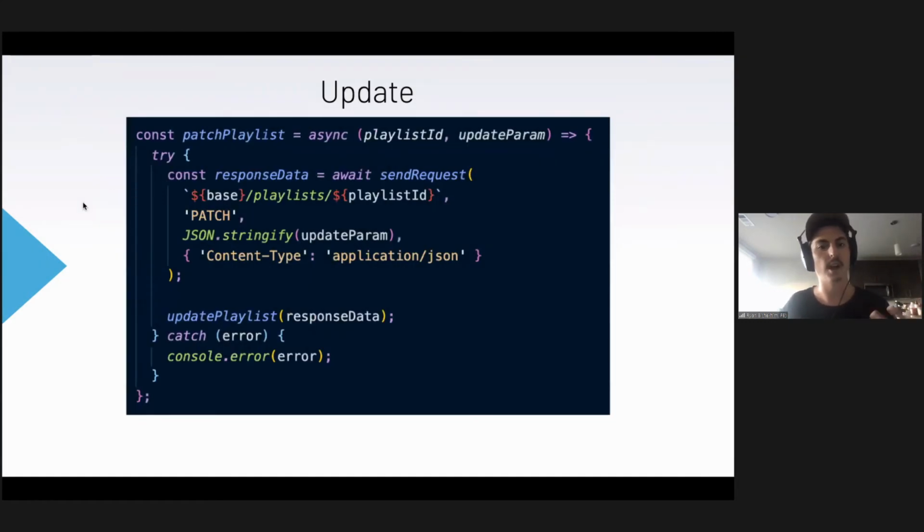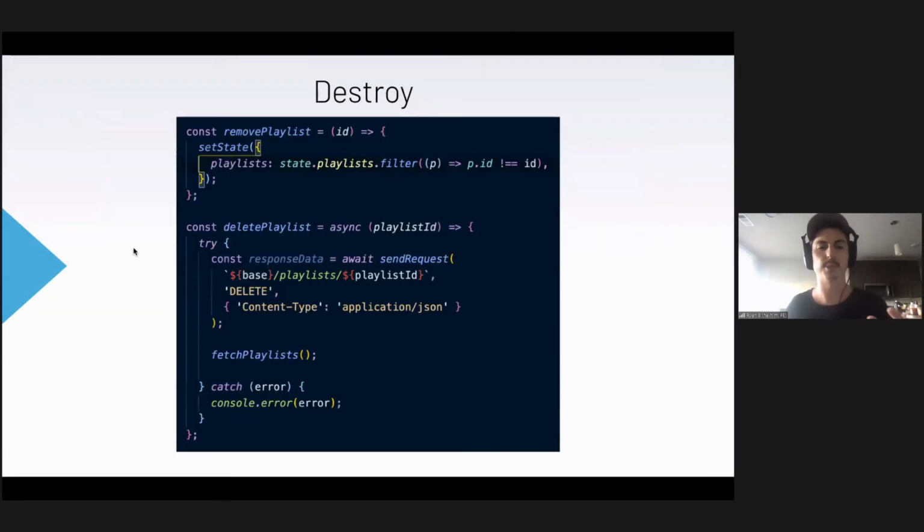Update is very similar. It's just a patch request where we have a custom update function. So we're going to look through our context and just replace it in the background with the thing that we've gotten back. And destroy is very similar to our post, where we're going to first remove the playlist, and then we're going to update the server in the background and respond to that.